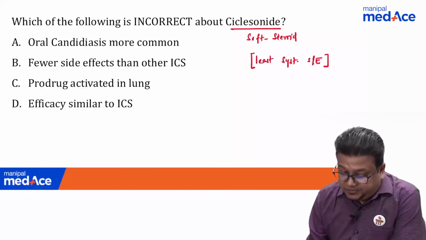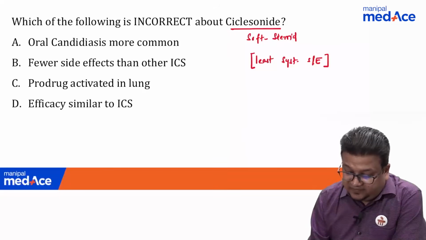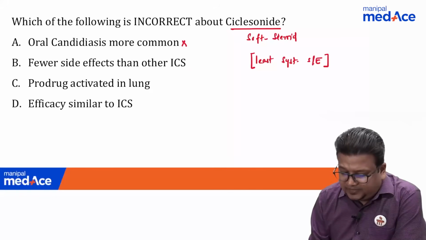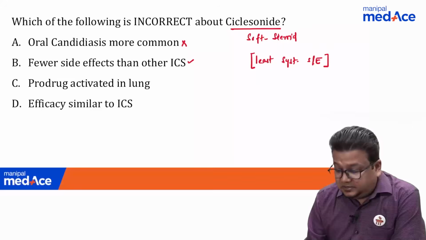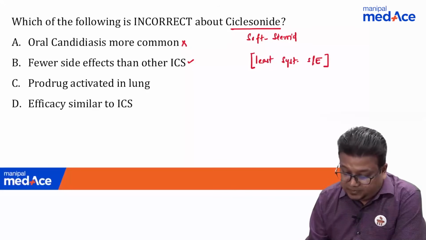So let's look at the options. Oral candidiasis is more common. As I'm saying, it has least side effects. So this option is false or incorrect. Fewer side effects than other ICS. This is correct. It has one of the least side effects even among inhaled corticosteroids. That's why it's called the soft steroid.